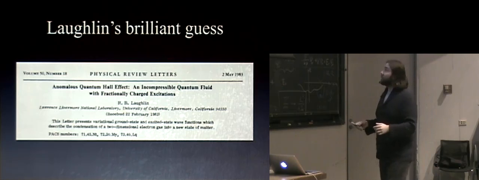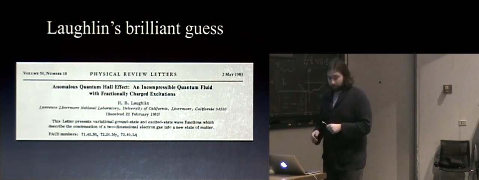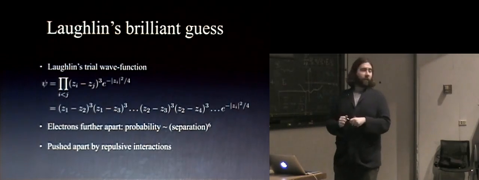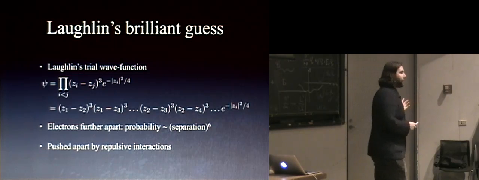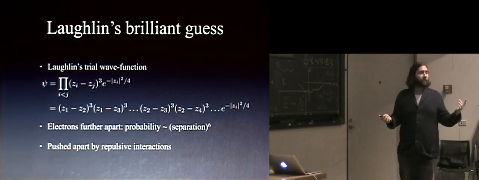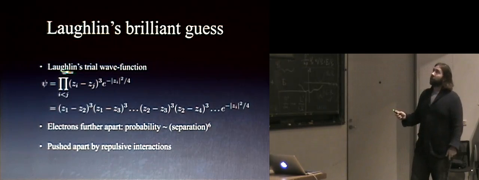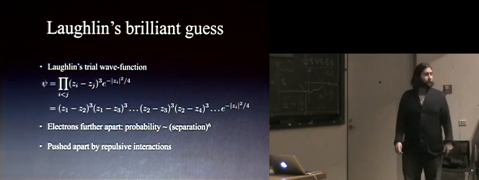So this is this very famous paper where he wrote this down in 1983. And his guess was the following, right? He basically took that previous formula and he changed one thing. He changed one thing. He said, this previously was just the power 1. I'm going to change that to a 3.